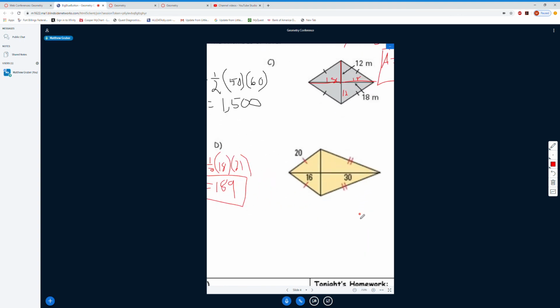Problem D is a little tricky. So this one diagonal is 16 and 30. So the one diagonal from here to here is 46. However, they did not give me the length of this diagonal. But look, if we remember from kites, this is 90 degrees. So if I want to find this missing piece here, if that's x, this is going to be x. Look, I have a right triangle. I could use Pythagorean Theorem.